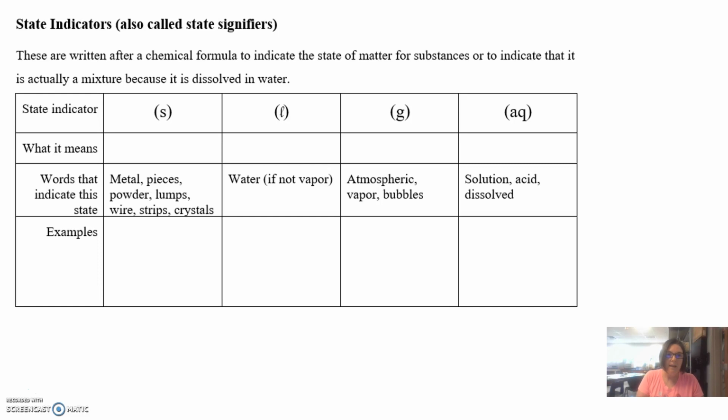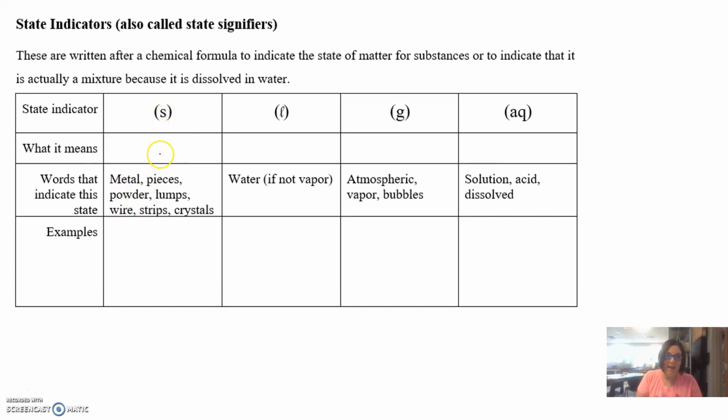And it says state indicators, which are also sometimes called state signifiers, up here at the top. So what our state signifier or state indicator is, it's written after a chemical formula to tell you a little bit more about that chemical, like state of matter, or if it's a mixture because it's mixed in water. They're always written inside the parentheses, and here's what they mean.